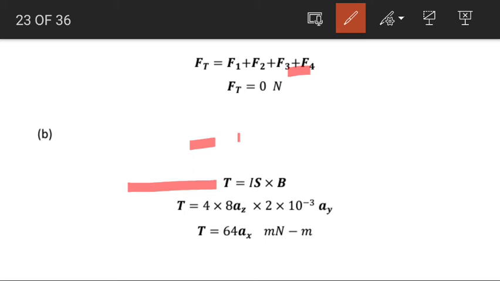So the current in the loop is 4 ampere. The area of the loop is 8 az. The magnetic flux density is 2 into 10 raised to power minus 3 ay. If we simplify this equation, it gives you the total torque on the current carrying loop, and the total torque turns out to be 64 ax millinewton meter.